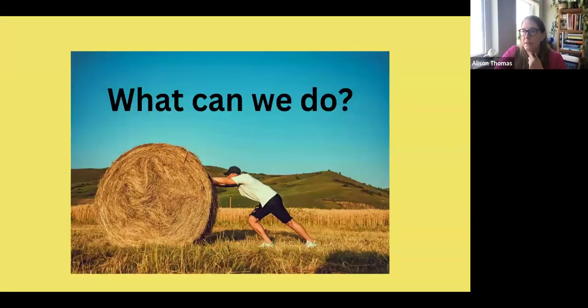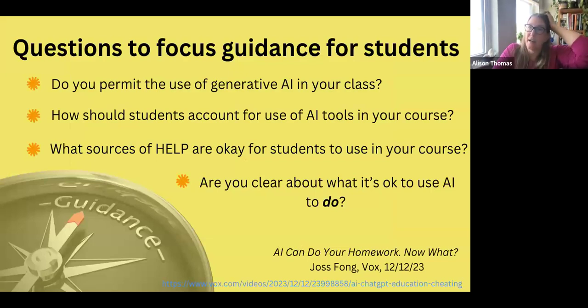So what can we do? This photo really spoke to me today, and maybe it does to you too. These feel like really heavy lifts that ask us to think critically about what we're saying to students, what kind of guidance and information we're giving, and how we can expose this topic in some productive ways. Some of this will be familiar to anyone who's come to any of my things over the past year. I spend a lot of time talking about how important it is to give clear guidance to students about whether generative AI tools are permitted or not, and how you want students to account for that. What sources of help are okay for students to use in your course?